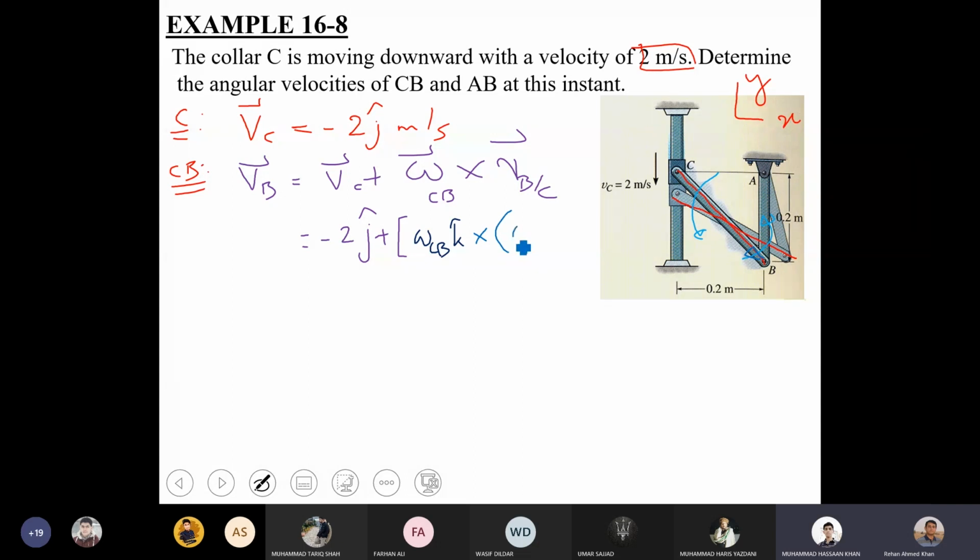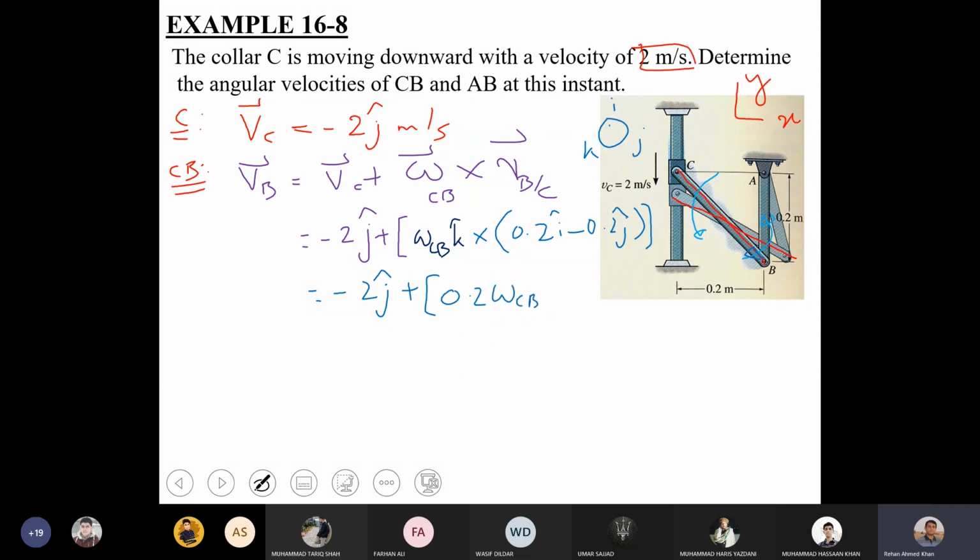That is also a good point. So it is going to be 0.2 I minus 0.2 J. So this is going to be the relative position of B with respect to C. Is this point clear to all of you? Yes sir. Okay, so accordingly, if we expand it, it would be minus 2J plus taking the cross product. And if you find the determinant method easier, you can use that; I find this easier. So first term is 0.2 omega CB.